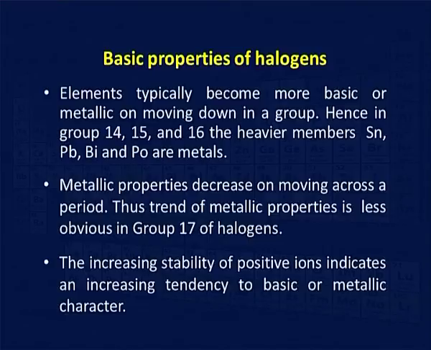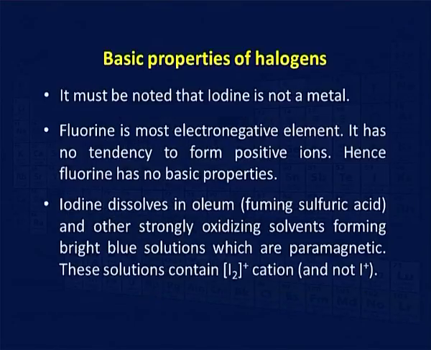Now, come to the topic basic properties of the halogens. The elements typically become more basic or metallic on moving down in a group. Hence, in groups 14, 15 and 16, the heavier members like tin, lead, bismuth and polonium are metallic in nature. The metallic properties decrease on moving across a period. Thus, the trend of metallic properties is less obvious in group 17 of halogens. The increasing stability of positive ions indicates an increasing tendency to basic or metallic character. It must be noted that iodine is not a metal, yet we have discussed it.